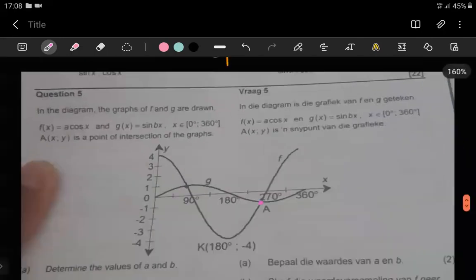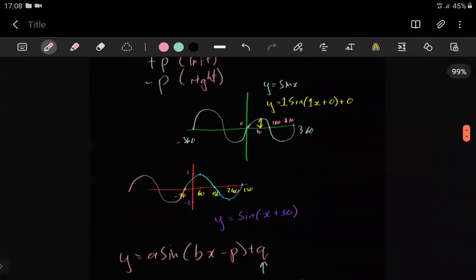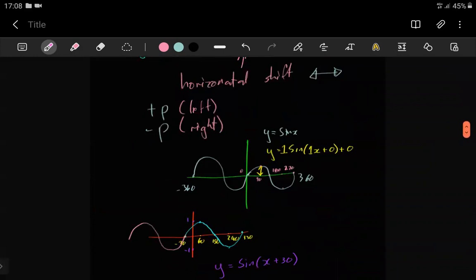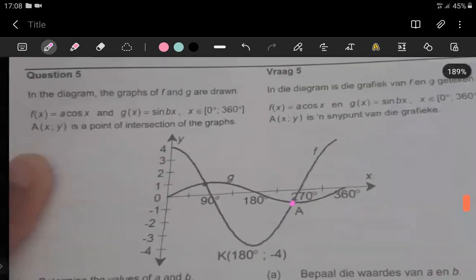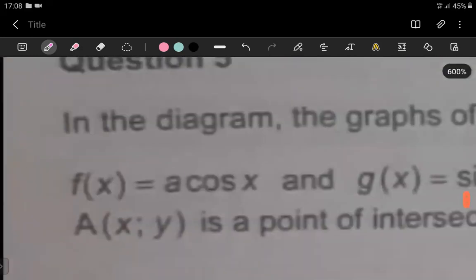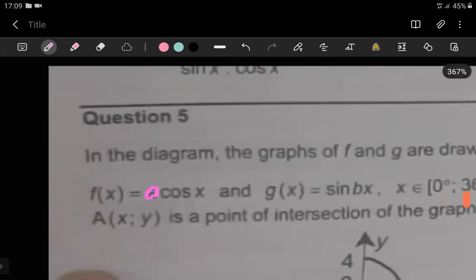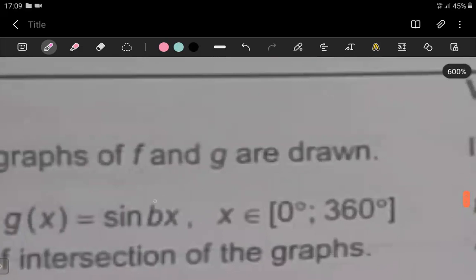If you can recall what we just did here, you can see A and B are something very specific, as we said already. What is A? A is the amplitude. And then B.